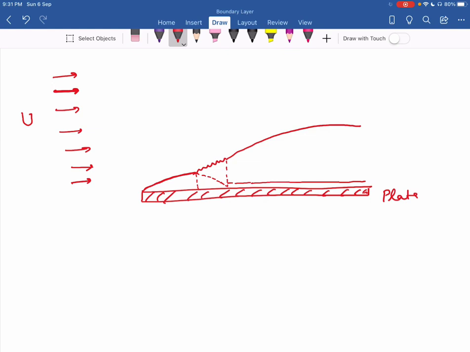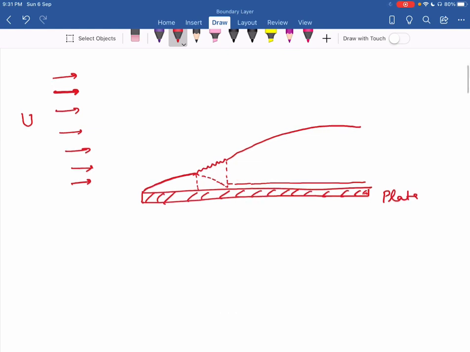Something like this. This edge of the plate we call the leading edge, and the other end of the plate we call the trailing edge. So this is a flat plate. Now within this flow near the boundary, what happens? There is a formation of one layer whose thickness varies from the leading edge to the trailing edge of that plate.